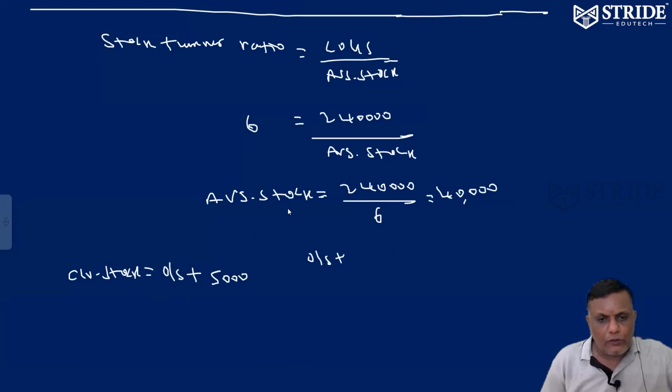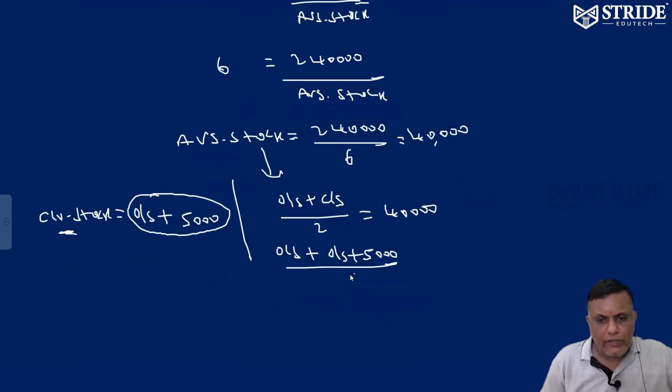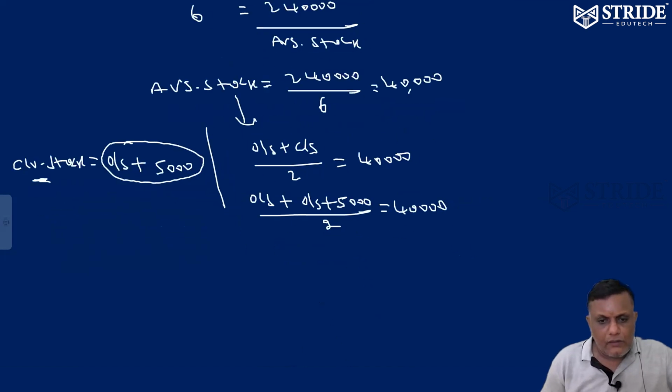So average stock is equal to opening stock plus closing stock by 2, that is equal to 40,000. What is the closing stock value? Opening stock plus 5,000. So opening stock plus opening stock plus 5,000, by 2, is equivalent to 40,000. So 2 opening stock plus 5,000 by 2 is equivalent to 40,000.